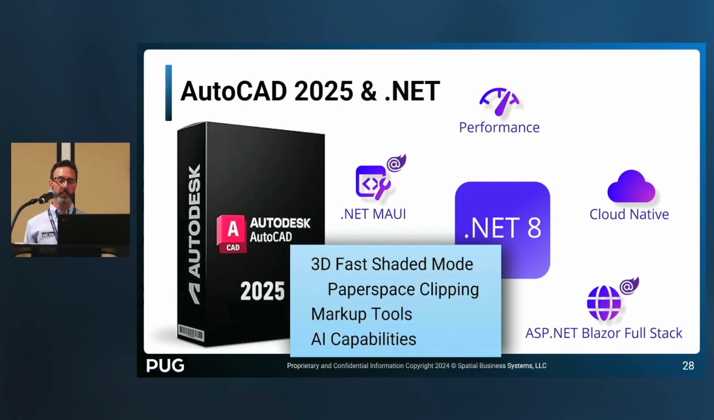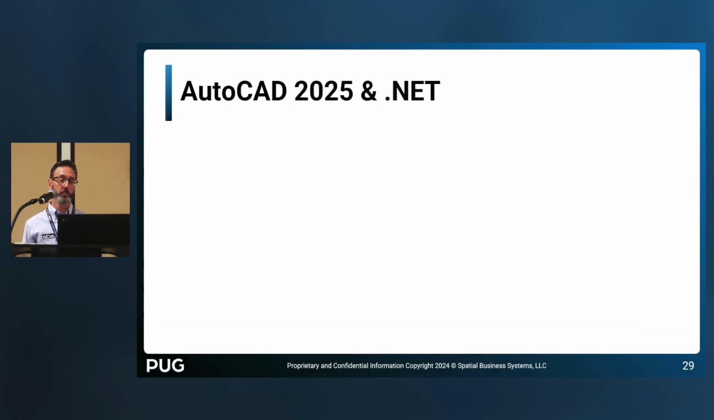Well, before I get into that, just be aware that AutoCAD 2025 provides a 3D fast shaded mode with paper space clipping. That may not be important to you, but that is a key for large performance in paper space. It includes some markup tools and AI capabilities. So those are some new capabilities that you may find relevant in AutoCAD 2025. But really the big change for us has been the .NET change.